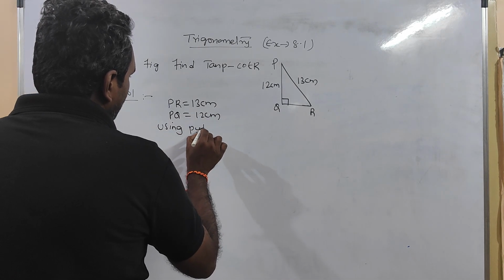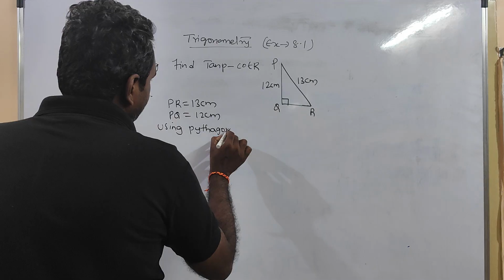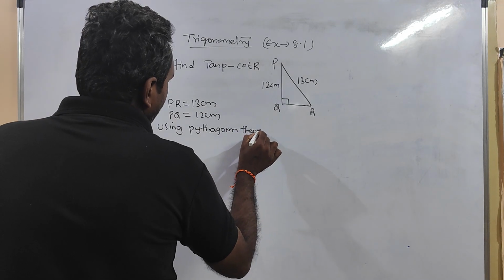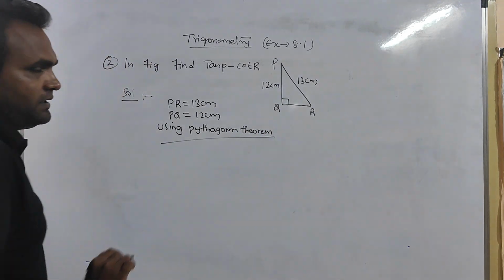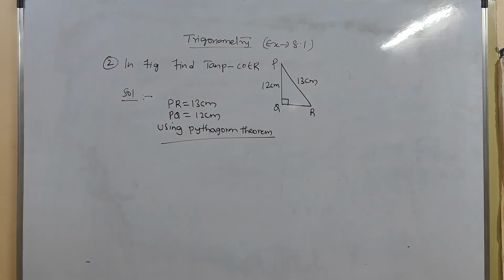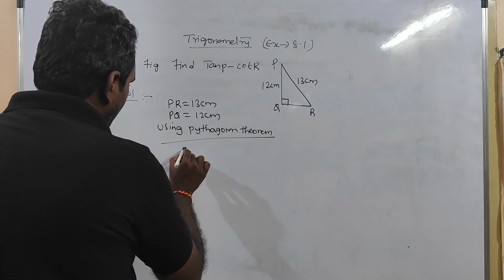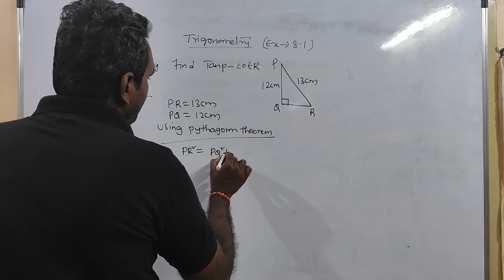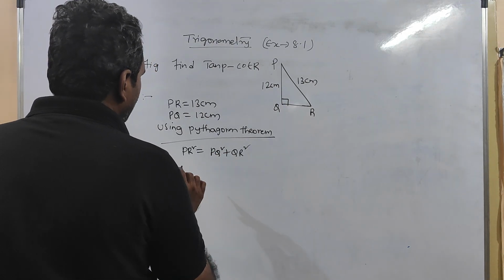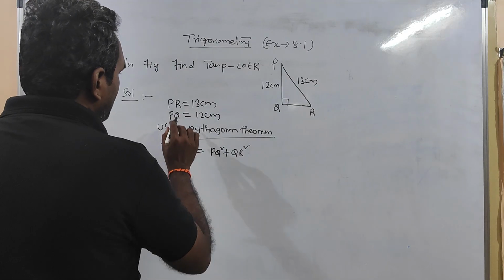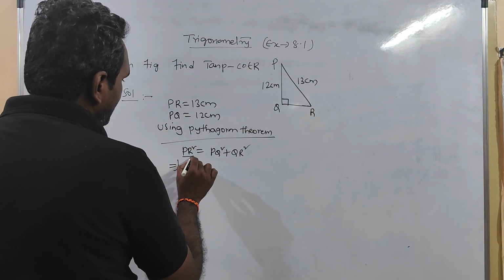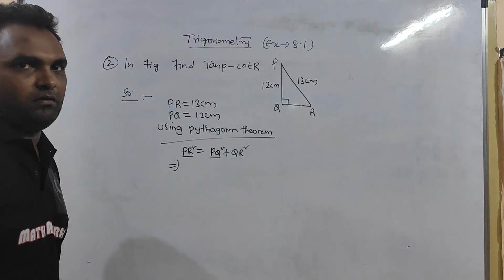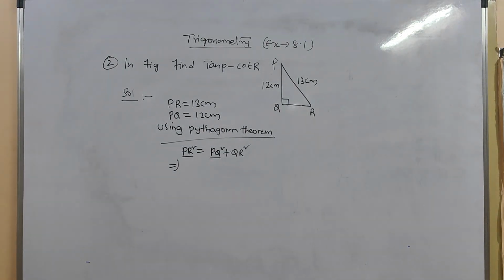Using the Pythagorean theorem, what will I get from this? See, the Pythagoras theorem is applicable only for a right angle triangle. For that I will get PR square is equal to PQ square plus QR square. I know PR and PQ. What I don't know is QR.